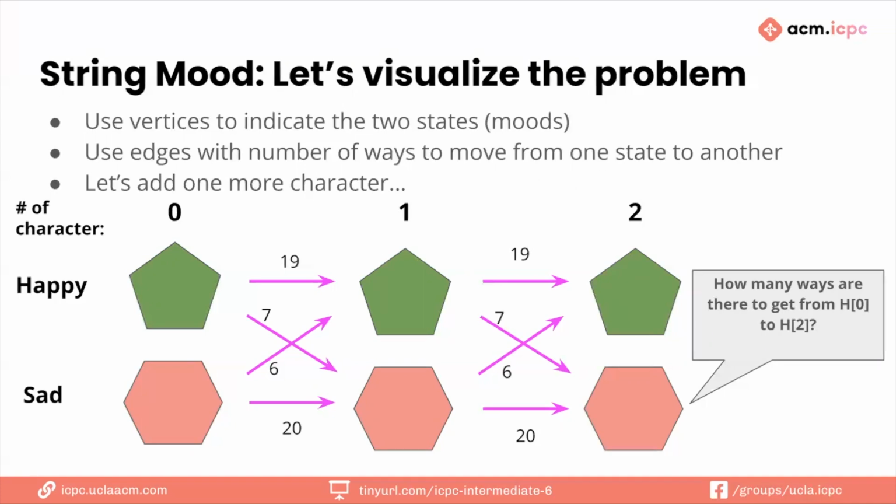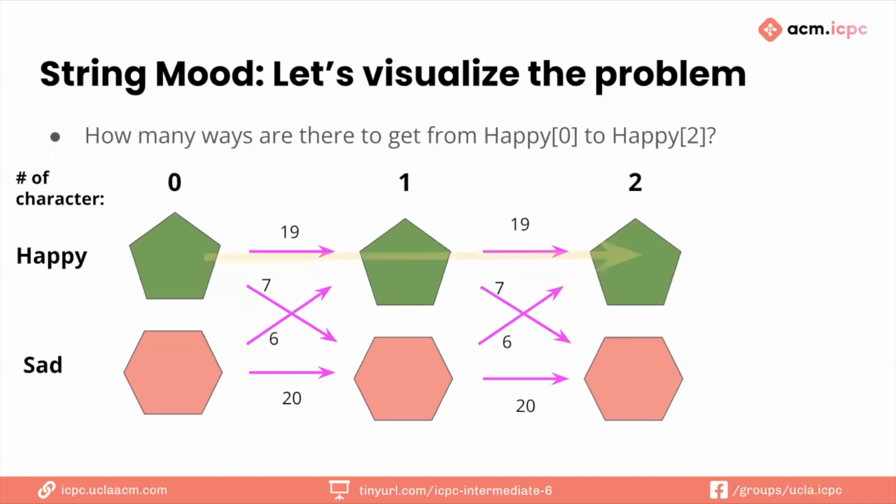Right. So you start here, and then you can consider all paths that can lead to H2. Essentially, there are two of them. The first path you can take is you get from H0 to H1 and then to H2, which means that you were happy initially, you read one character, you're still happy, and then you read a second character and you're still happy. So this is going to be 19 times 19 possible two-character strings.